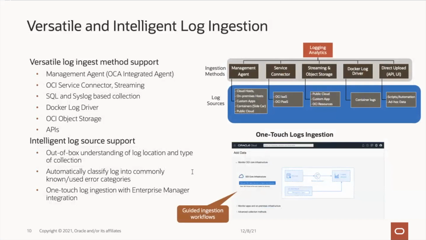You can also collect logs from your OCI object storage bucket. We can also ingest logs using other OCI services by service connector. The service connector is used to identify your OCI service as a source of the logs and OCI Logging Analytics as the destination, and enable the log collection. For all the log sources, we have support with understanding of a log type and format. This is also intelligent enough to automatically classify the error categories.